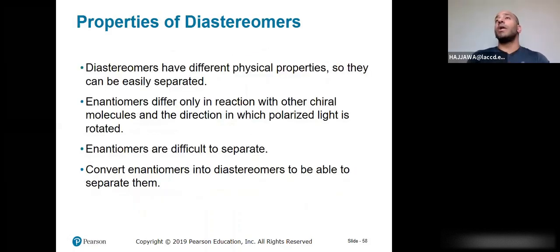We talked about the stereomers versus enantiomers. It's very important to keep in mind that enantiomers have the same physical properties and chemical properties, but they are opposite to each other when it comes to rotating plane polarized light, while the diastereomers are different in physical and chemical properties. So that's important to keep in mind.